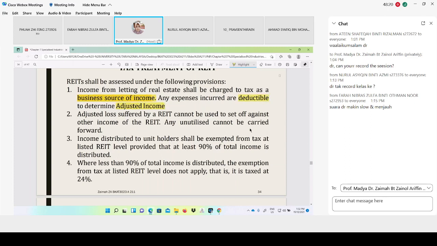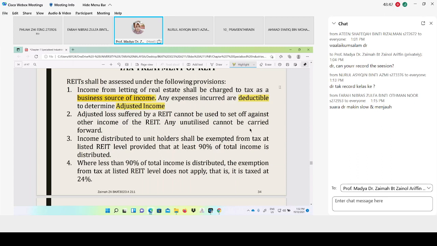Still remember your company taxation? Business income, all the expenses that are revenue expenses are allowable to deduct from the gross income. Here it is under the business income for the REIT.